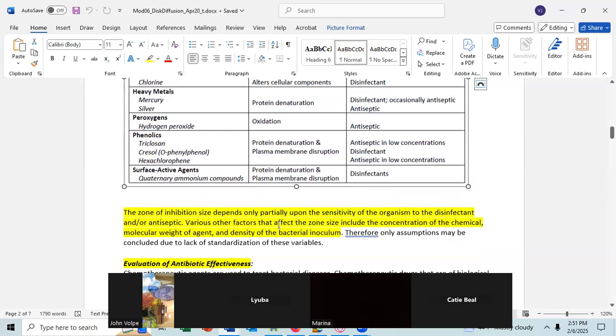The zone of inhibition size depends only partially upon the sensitivity of the organism to the disinfectant and or the antiseptic. There are various other factors that affect how large that zone of inhibition is. So the zone size includes the concentration of the chemical. Generally, the more concentrated the chemical, the larger the zone of inhibition. It also depends on the molecular weight of the agent. The smaller the molecular weight of the agent, the greater the zone of inhibition. And also on the density of the bacterial inoculum: the more dense the bacteria, generally the smaller the zone of inhibition. So realize there are different factors that do affect the zone of inhibition besides the sensitivity of the organism to the disinfectant.